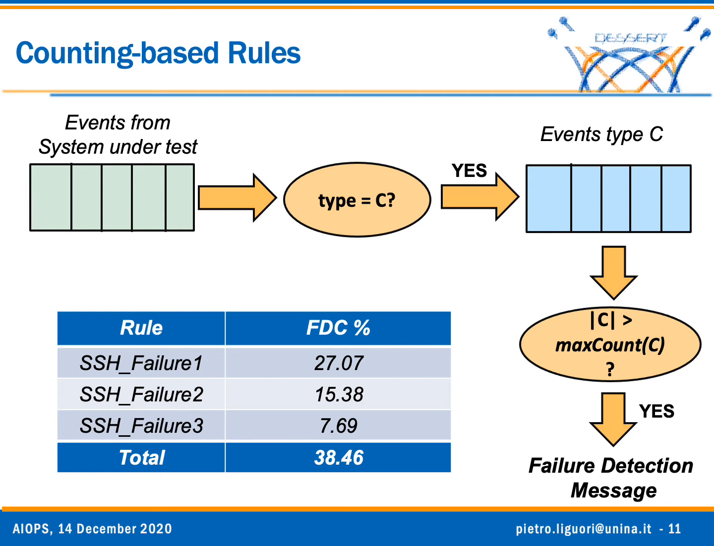Thus, for each event type, we defined a threshold as the higher number of times that the event type occurred during the fault-free executions. In the case that the number of observations of the event type C is higher than the threshold, then a failure detection message alerts the system operator of the detection of a failure. We derived 3 rules and we applied these rules on the experiments that experienced a failure on the SSH connection to an instance. The 3 rules were able to identify the 38.46% of the SSH failures.